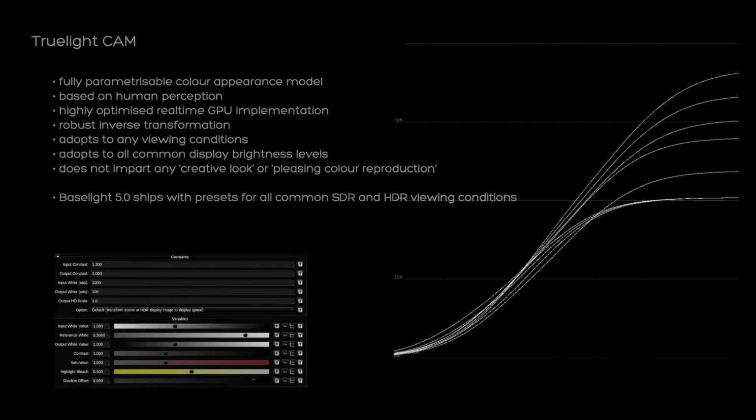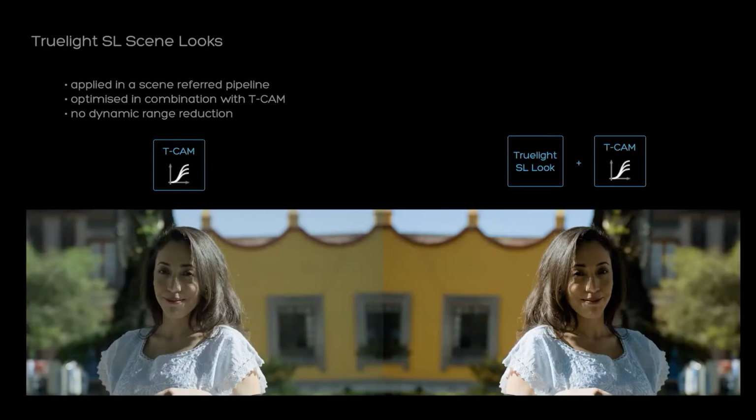The only goal it has is to reproduce the image how we saw it on set, and then reproduce the final grade on various viewing conditions as good as possible. But pleasing color reproduction is a very important aspect of our viewing pipeline. Therefore, we need this concept of pleasing color reproduction in addition to the clean DRT to achieve the desired visual performance. This brings us to the last topic, Truelight scene looks.